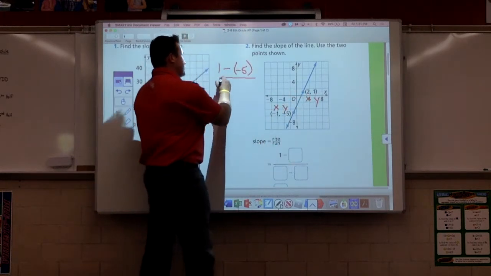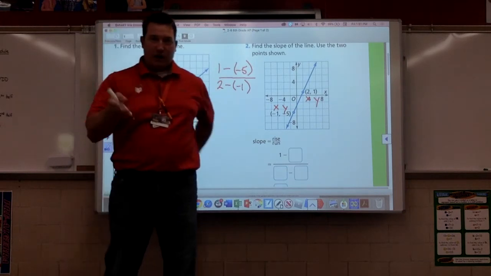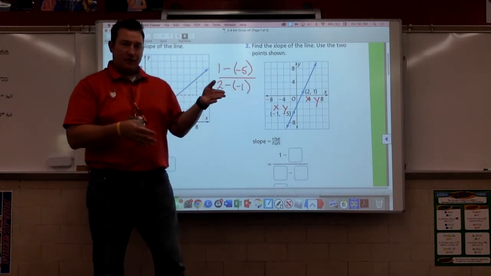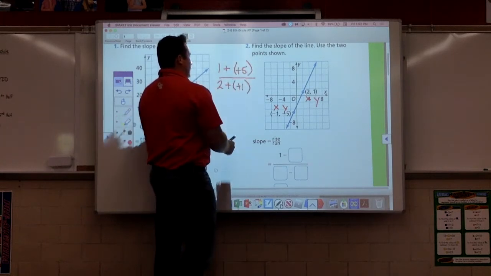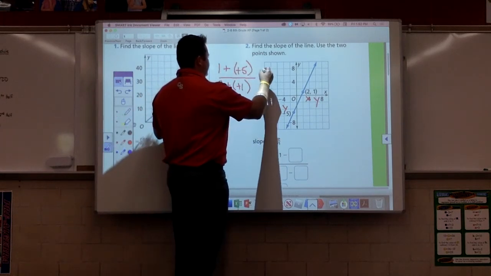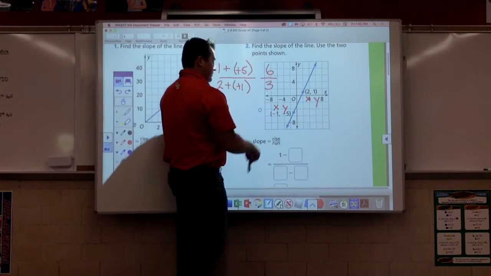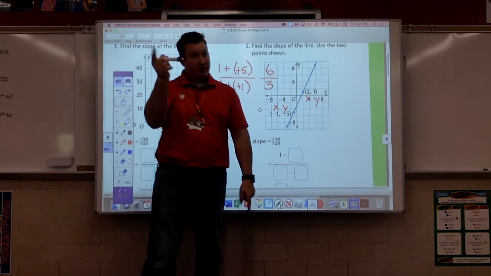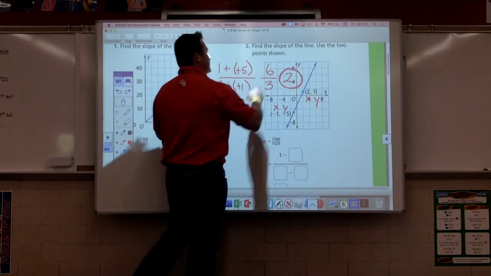X minus x is 2 minus negative 1. Think back to 7th grade, right? When you subtract a negative number, it really moves you forward. That's really just like adding it. So we go plus, plus on all of these. 1 plus 5, 6. 2 plus 1, 3. 6 divided by 3. Again, another tough one here, folks. Slope of this line, 2.